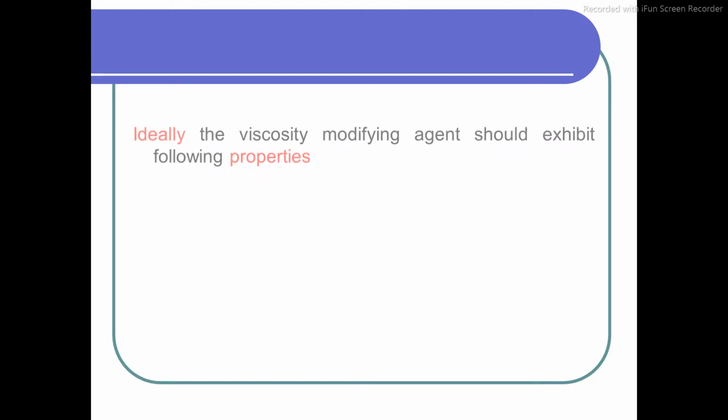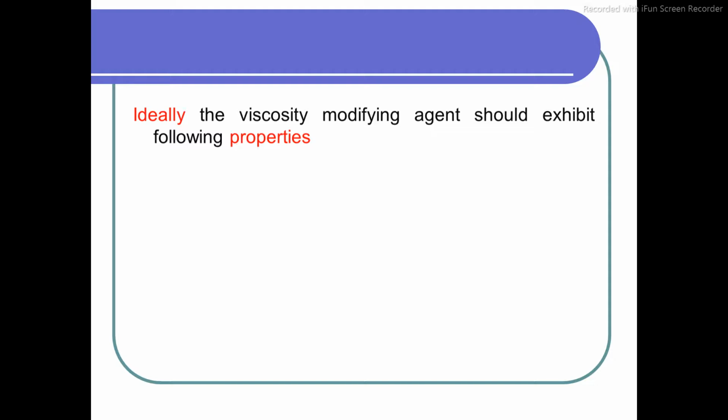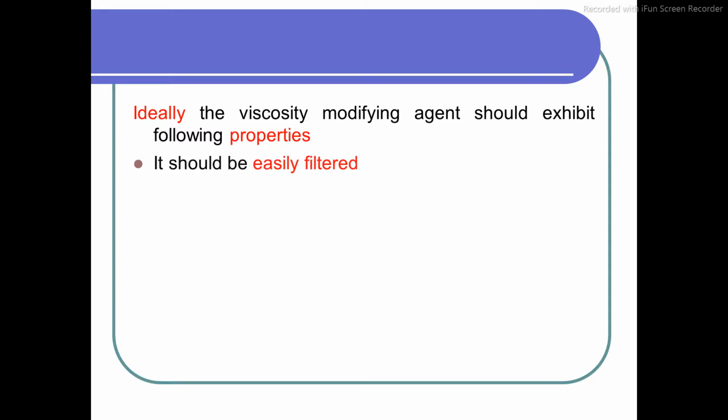Then, ideal properties of a viscosity increasing agent. First one, it should be easily filtered. It is not expected that we are going to increase the viscosity to a larger extent, so that it may not be easy to filter, because a highly viscous preparation may not be easy to filter. So the first property is it must be easily filtered.